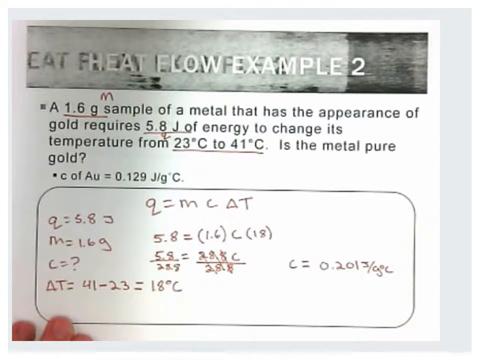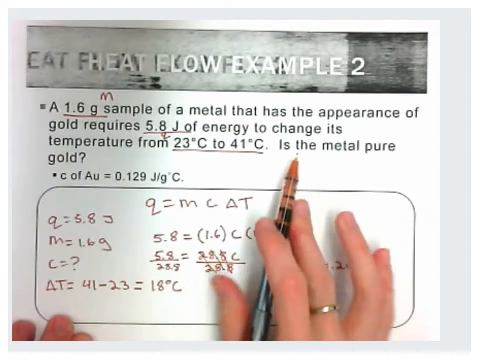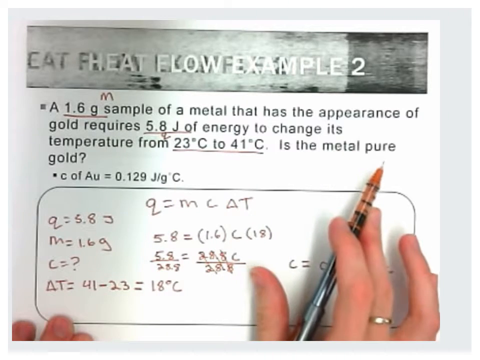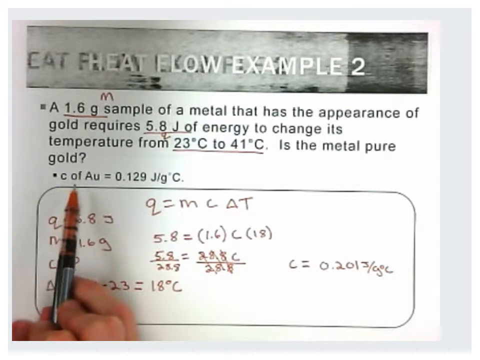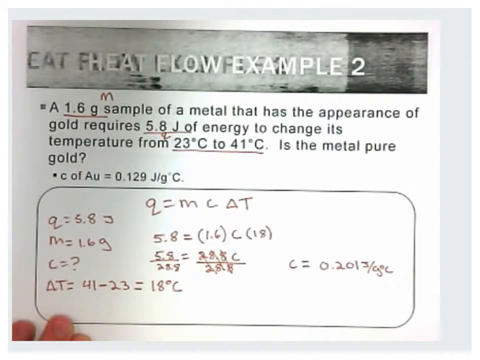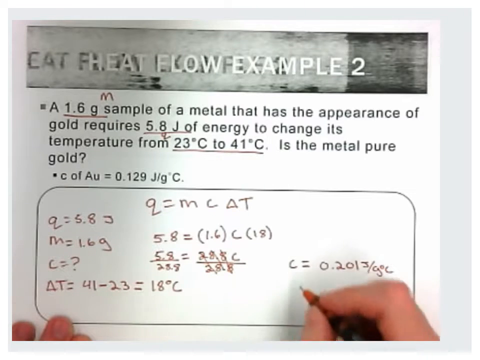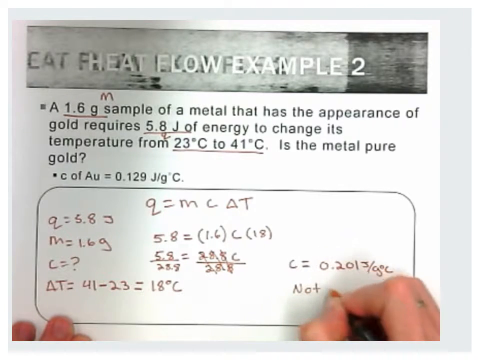So I found my unknown in the equation, but did I answer my question? Go back and look. Is the metal pure gold? That's what I want to know. So I need to compare this number to the known heat capacity of gold, which is 0.129. This is not gold.